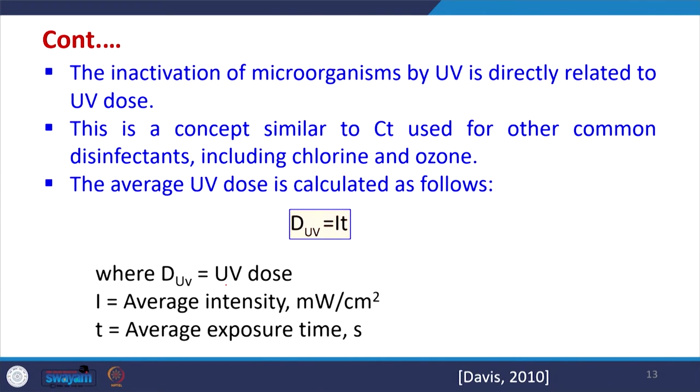The inactivation of microorganisms by UV is directly related to UV dose also. Now, this is a concept similar to the concentration of other disinfectants including chlorine, ozone, etc. So, the average UV dose is calculated using this expression, where I is the average intensity and T is the average exposure time. So through this we can find out the UV dose.